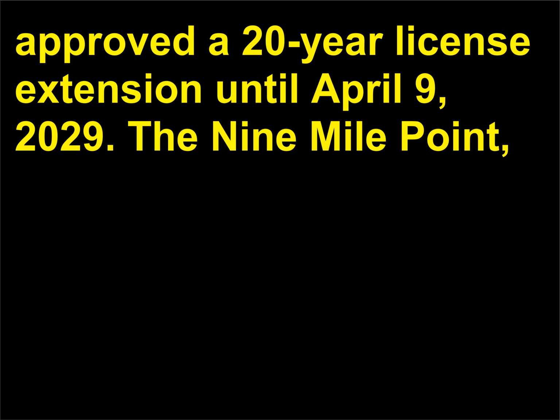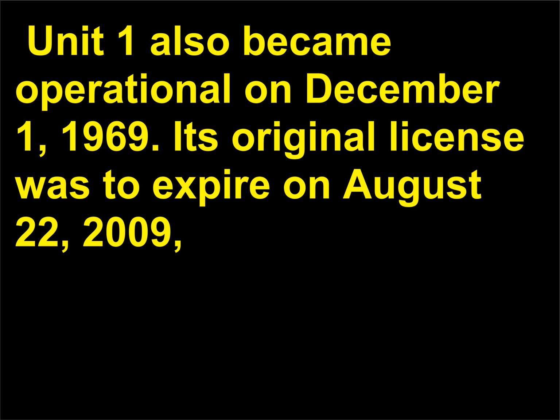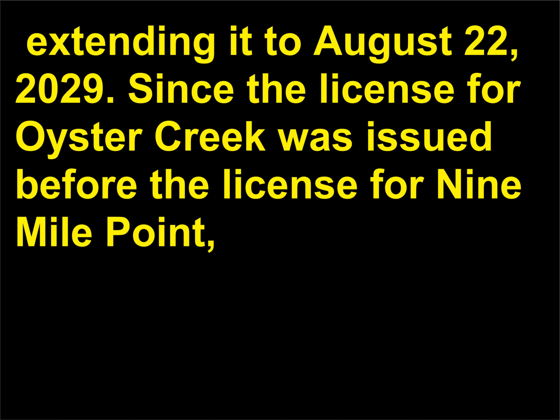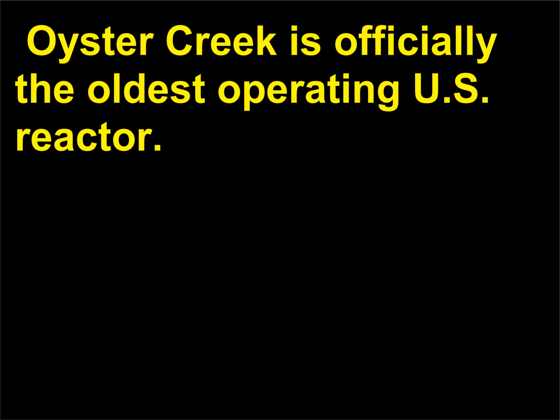The 9 Mile Point Unit 1 also became operational on December 1, 1969. Its original license was to expire on August 22, 2009. But on October 31, 2006, the U.S. Nuclear Regulatory Commission granted a 20-year extension to its license, extending it to August 22, 2029. Since the license for Oyster Creek was issued before the license for 9 Mile Point, Oyster Creek is officially the oldest operating U.S. reactor.